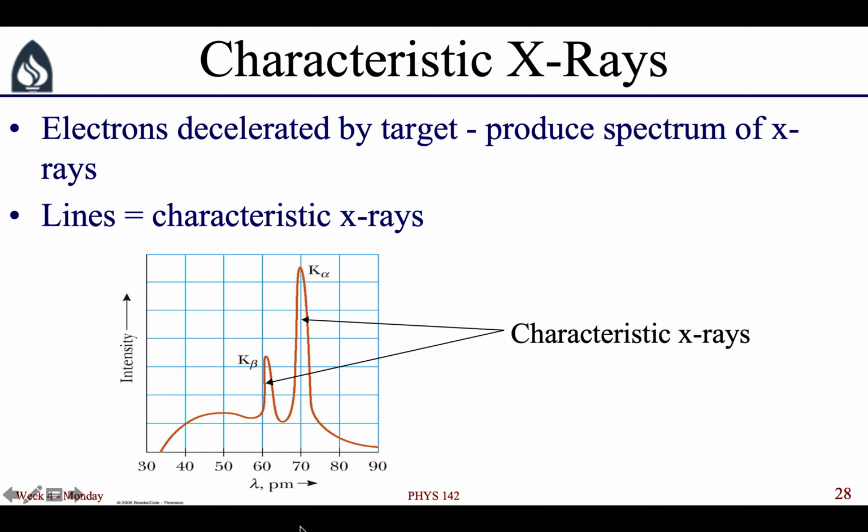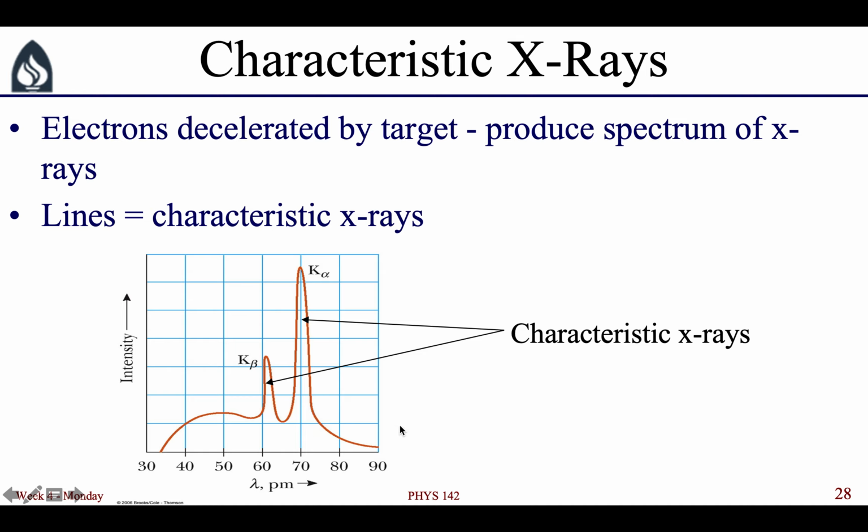Previously we discussed how X-rays are produced. That typically you have an electron which is accelerated by a large potential difference that then slams into a target, and the electron's kinetic energy turns into the energy of a photon, an X-ray photon. Now normally this produces a spectrum of X-rays, and so there's a broad spectrum of X-rays that can be produced.